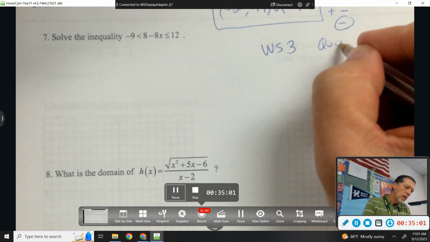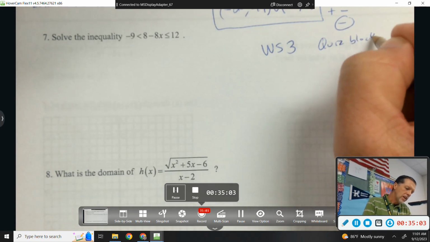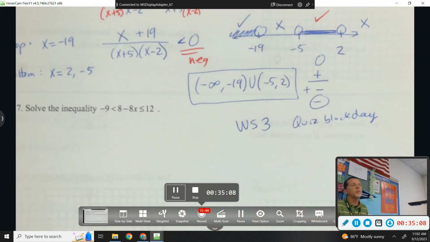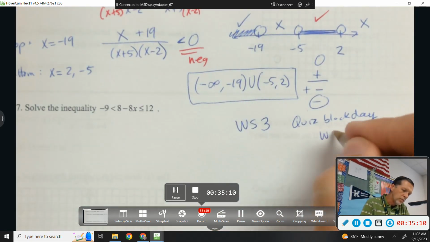We will have a quiz on block day, but we'll go over this worksheet before we do the quiz. And the quiz is over 1, 2, and 3.